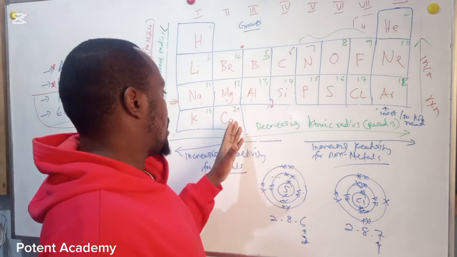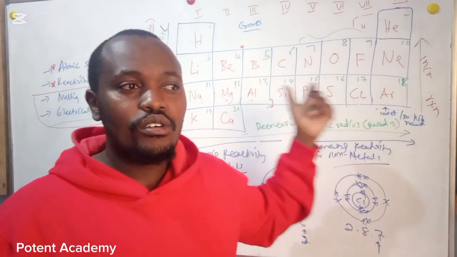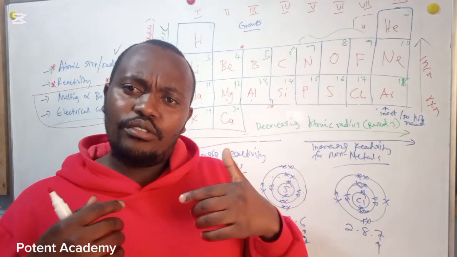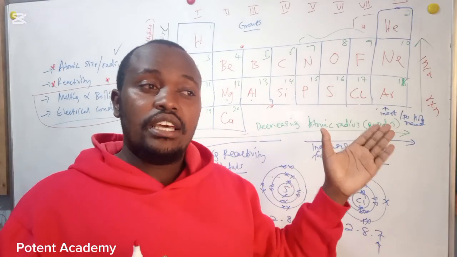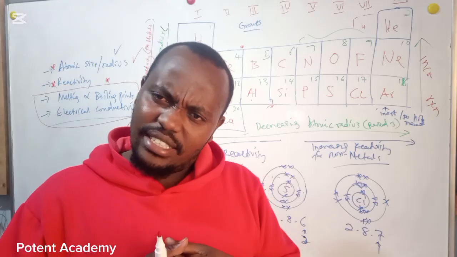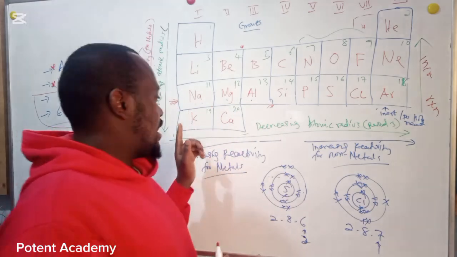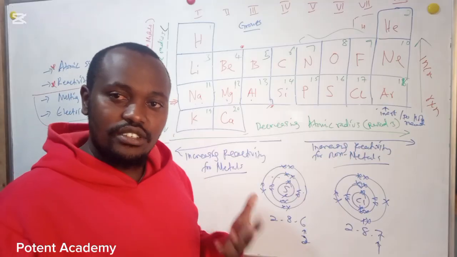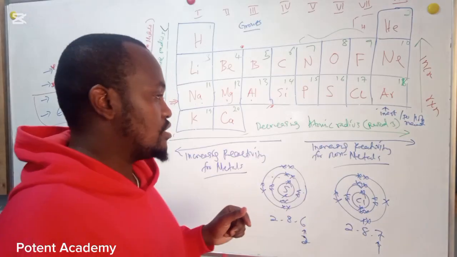Alright, then we talked about across the period. We said that atomic radius decreases as you go from left to right of the periodic table, because as you go from the left side to the right side of the same period, you are adding nuclear charge, yet the number of energy levels remains constant. The other thing we talked about is reactivity across the period. We said the number of electrons required to be lost or to be gained for that reaction to happen.